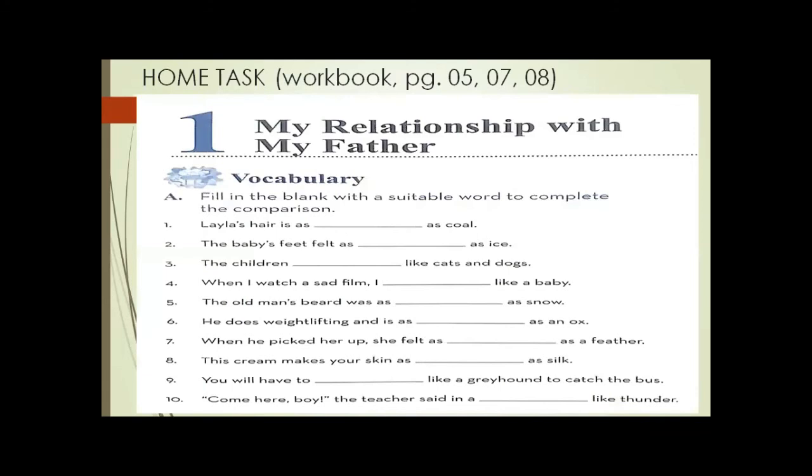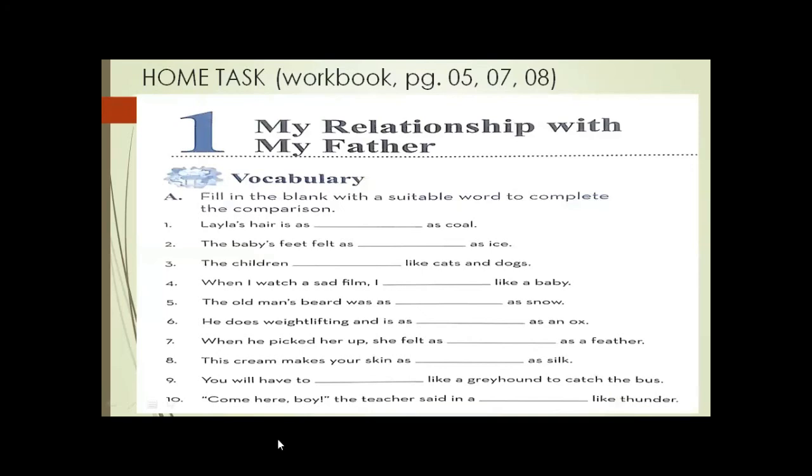This is the homework of workbook of vocabulary, page number 5. In this vocabulary homework, the question says, fill in the blanks with suitable words to complete a comparison. Like, the first sentence is, Lala's hair is as dash as coal. So what's the color of the coal? That coal is always black. So Lala's hair is as black as coal. This is how you are going to complete the rest of the exercise.